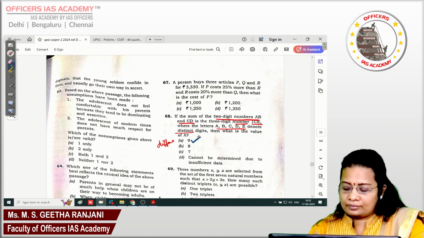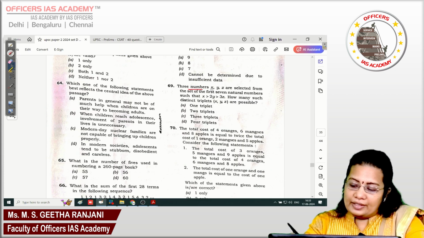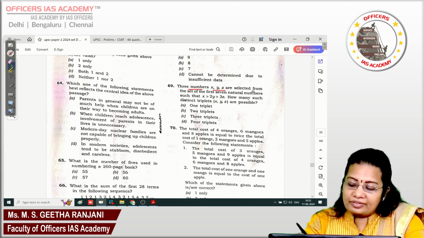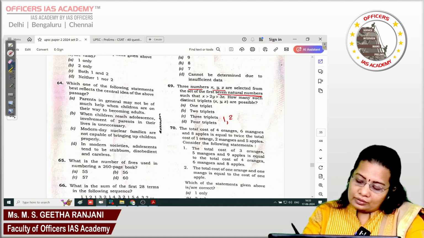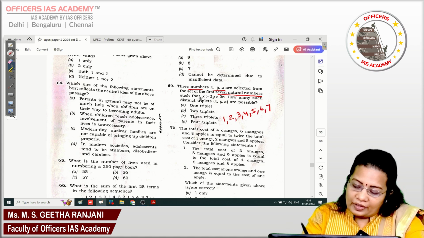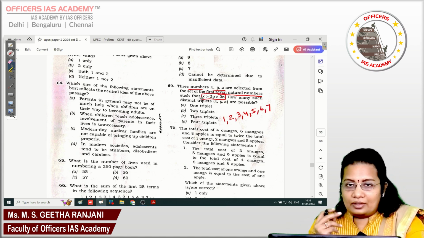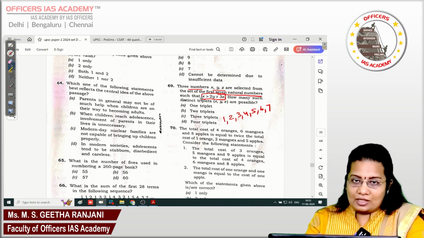Next question. Question number 69. Three numbers x, y, z are selected from a set of first 7 natural numbers. What are the first 7 natural numbers? 1 to 7. And also one hint is given. X is greater than 2 times y and 2y is greater than 3 times of z. How many such distinct triplets?